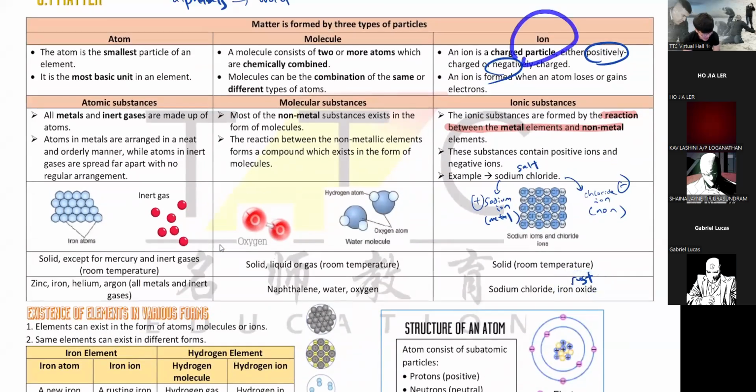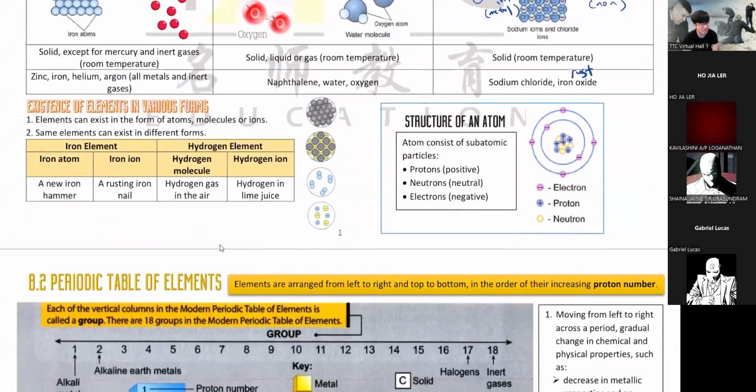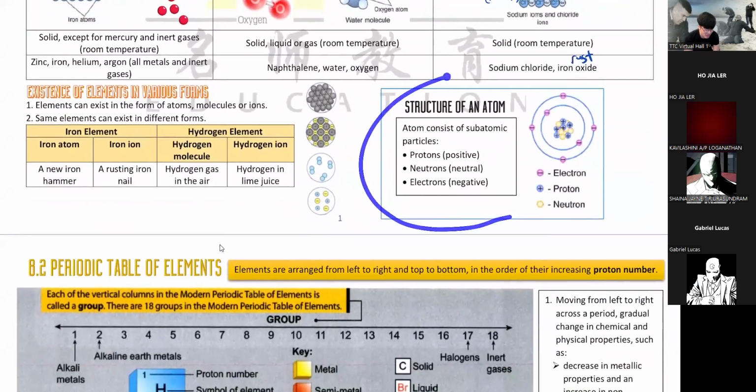This is an ion. All right, so let me wrap this up. Atom is mostly metal, besides inert gas, which is very rare. Molecule is mostly non-metal. Ion is mostly metal plus non-metal. All right, there you go. So it's not really that difficult. I'm sure you already know this.